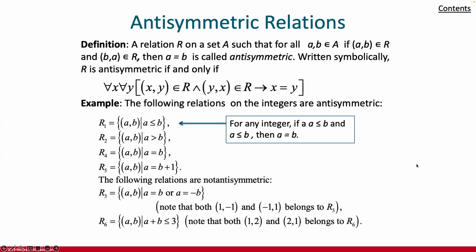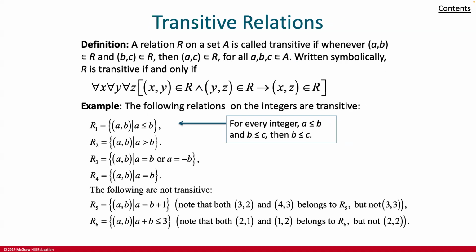We can also have something called antisymmetric. So a relation R on set A such that for A, B that are elements of A, if (A, B) is an element of R and (B, A) is an element of R, then A equals B, is called an antisymmetric relationship. And so this is another thing that we can be utilizing.